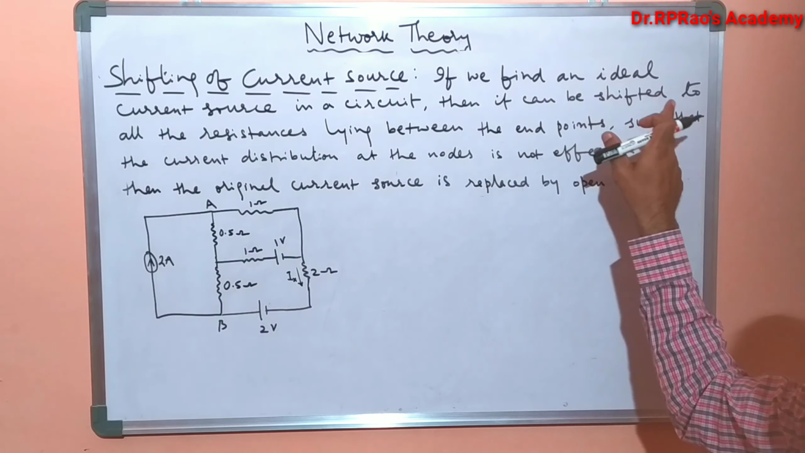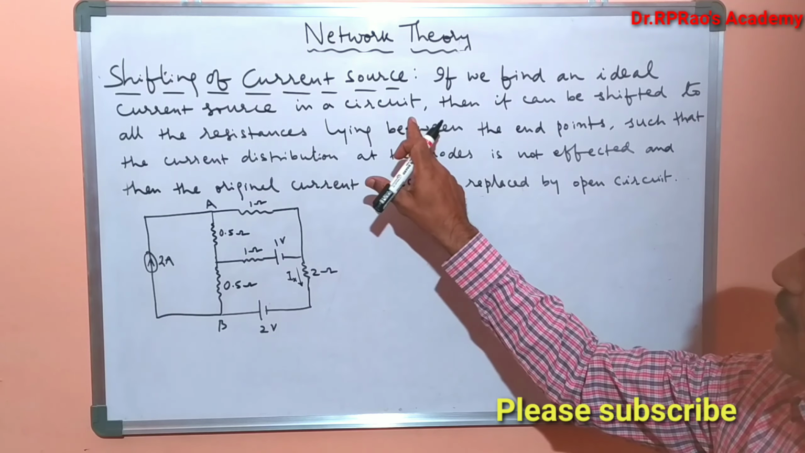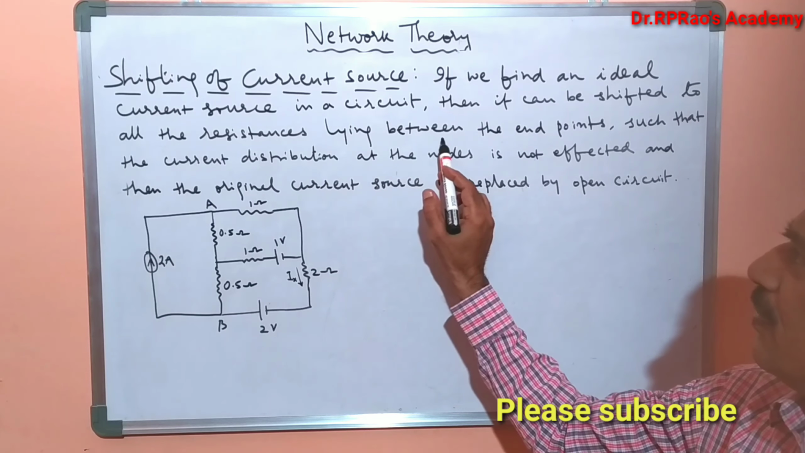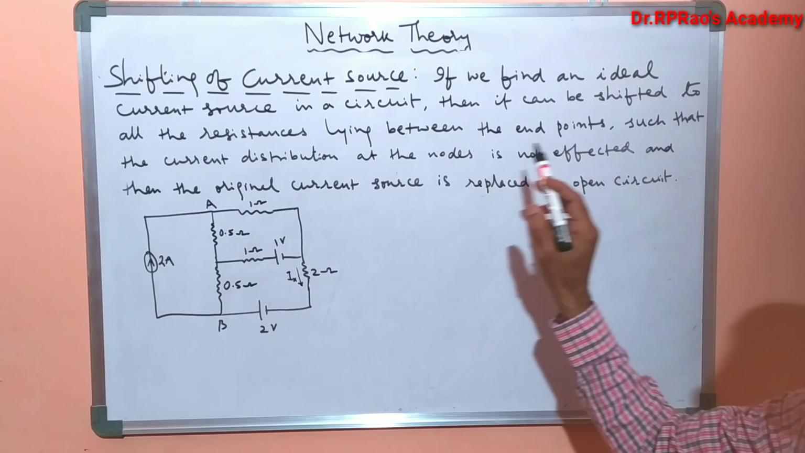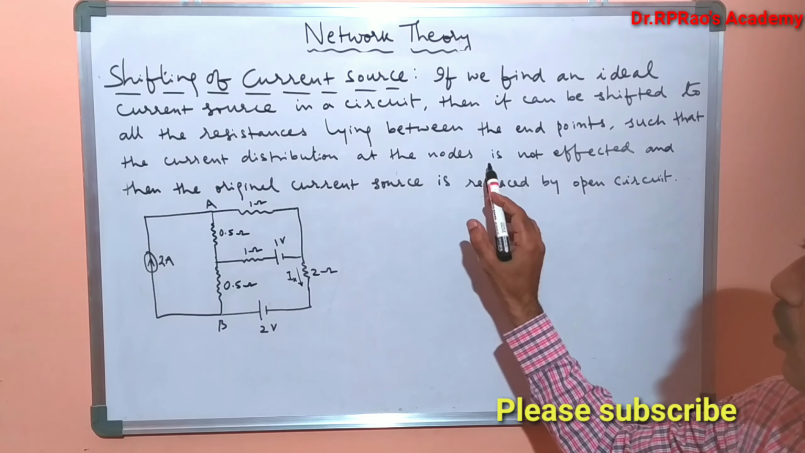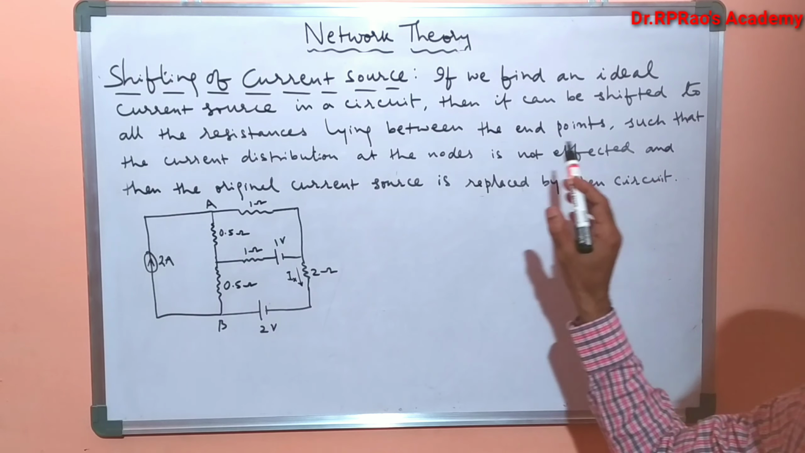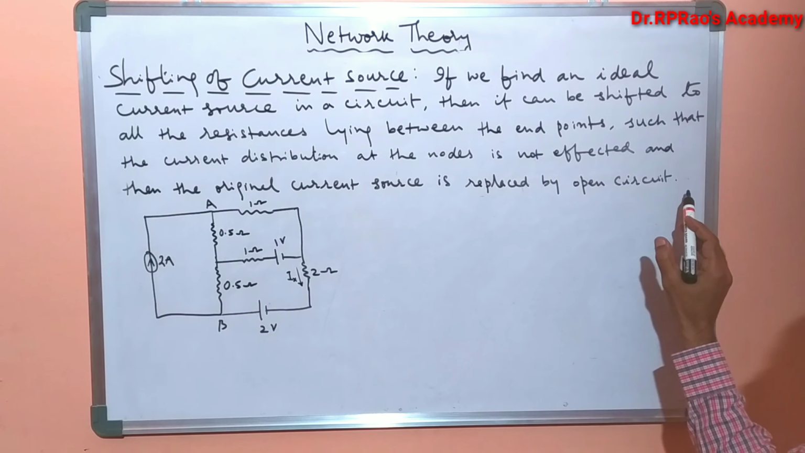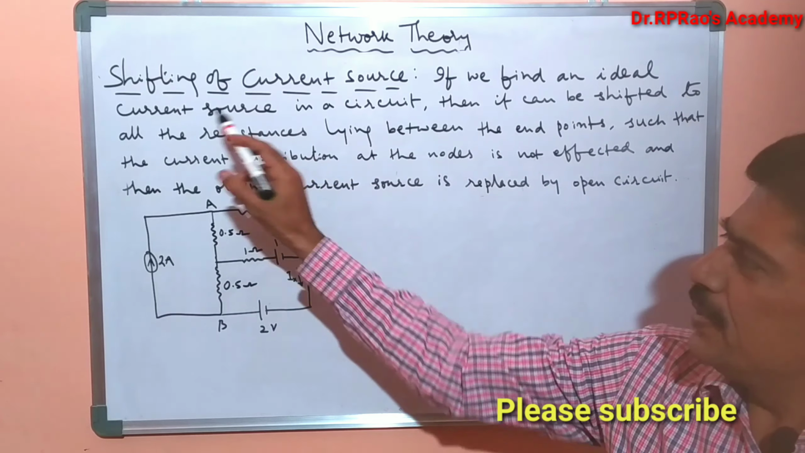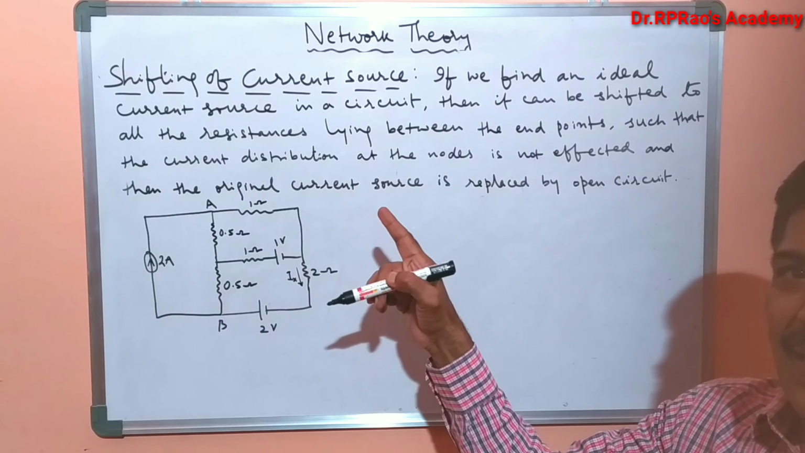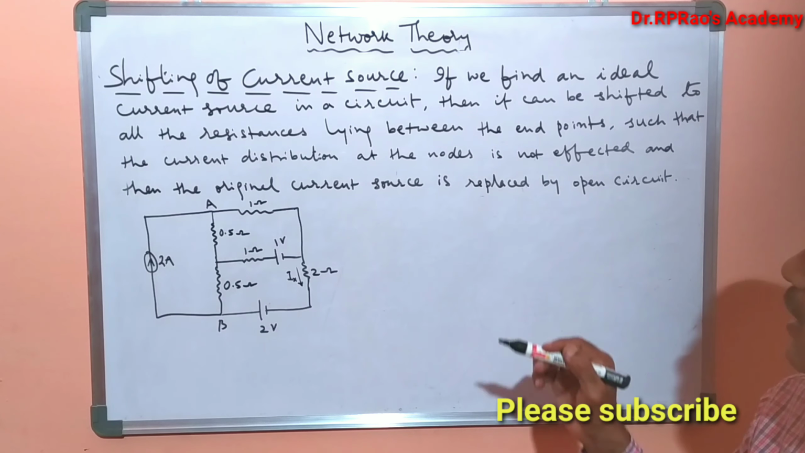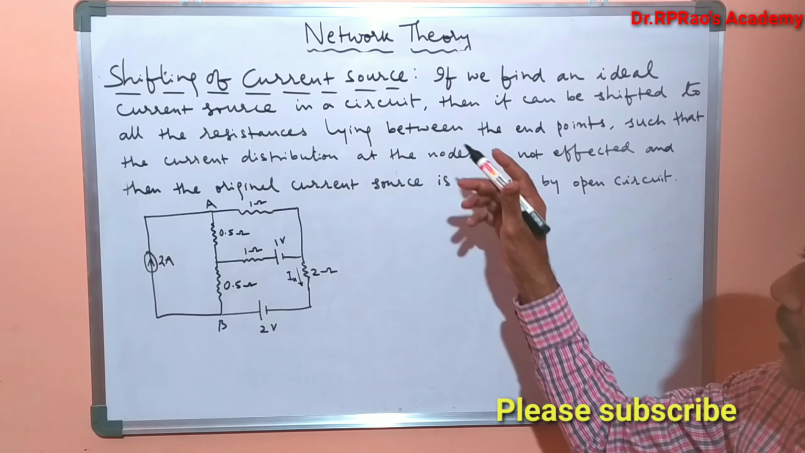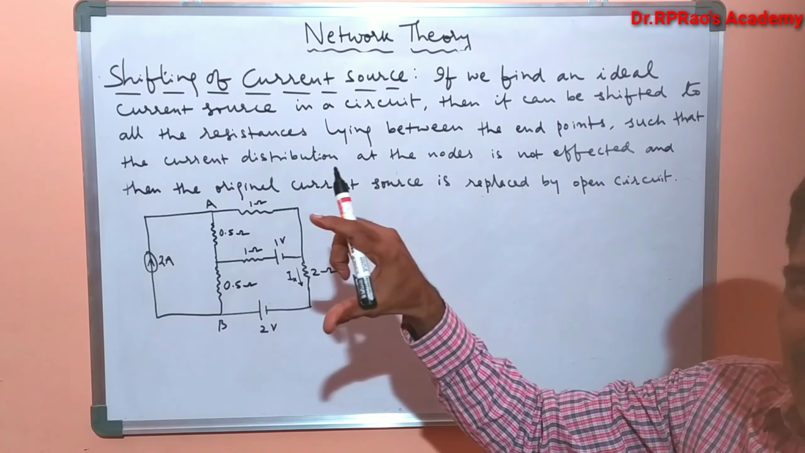If we find an ideal current source in a circuit, then it can be shifted to all the resistances lying between the endpoints such that the current distribution at the nodes is not affected, and then the original current source is replaced by open circuit. Ideal current source means the source doesn't have any internal resistance. And endpoints means the points between which the current source is connected.